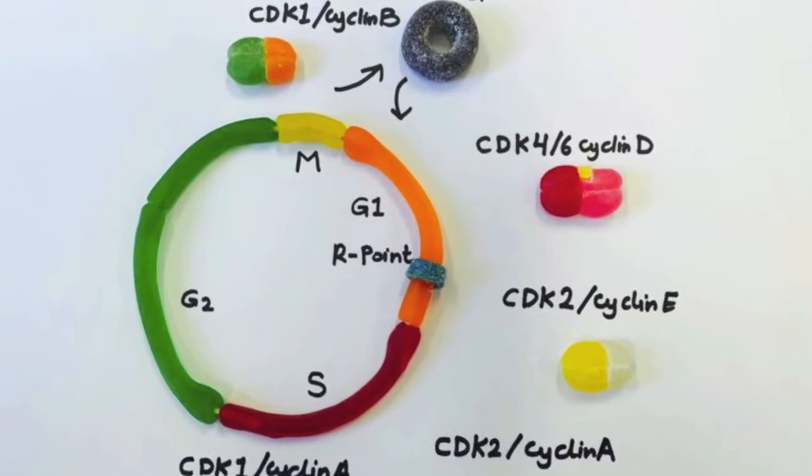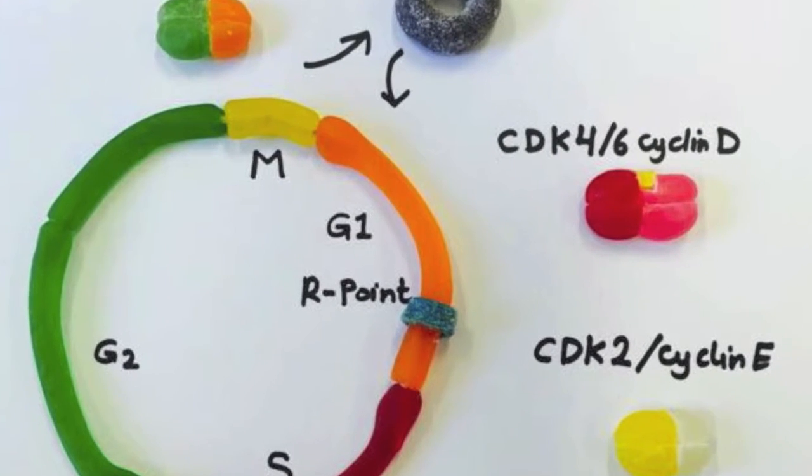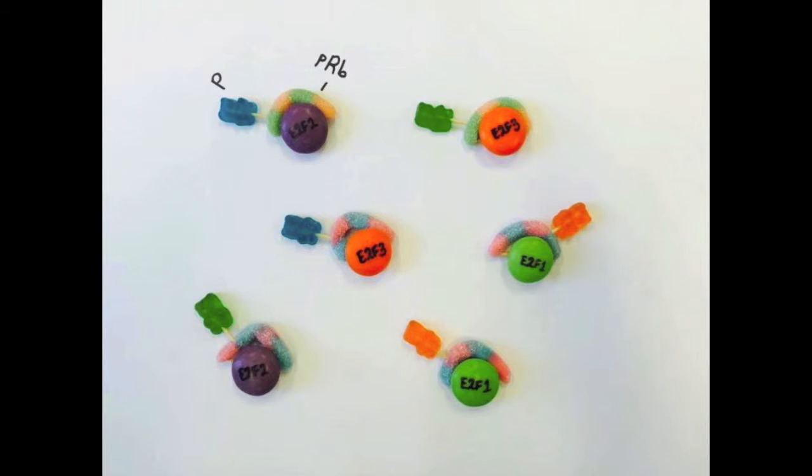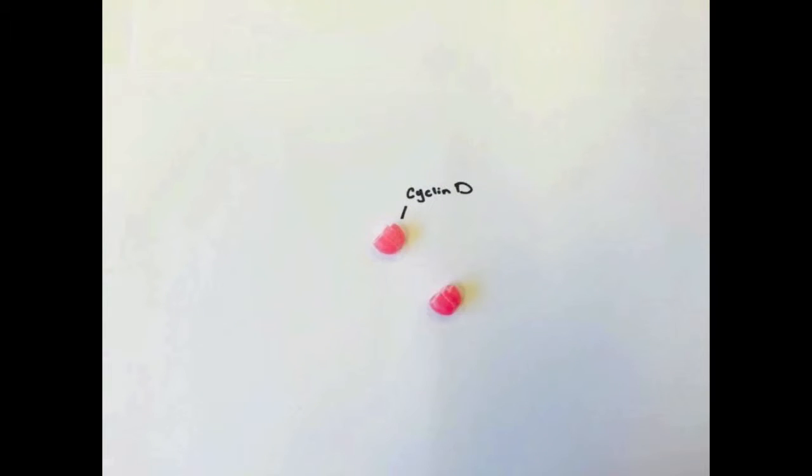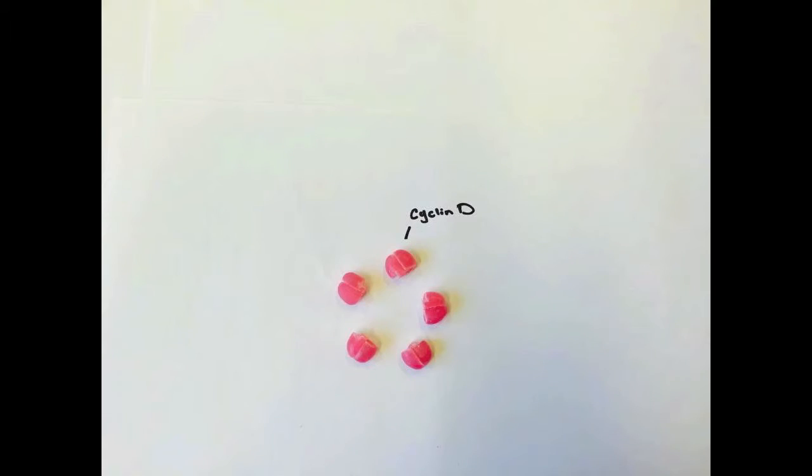Let us now take a closer look at the early G1 phase. As can be seen, the hypophosphorylated retinoblastoma protein is inhibiting the E2F transcription factors. When a mitogenic stimulus arrives at the cell, the cyclin D levels then increase.